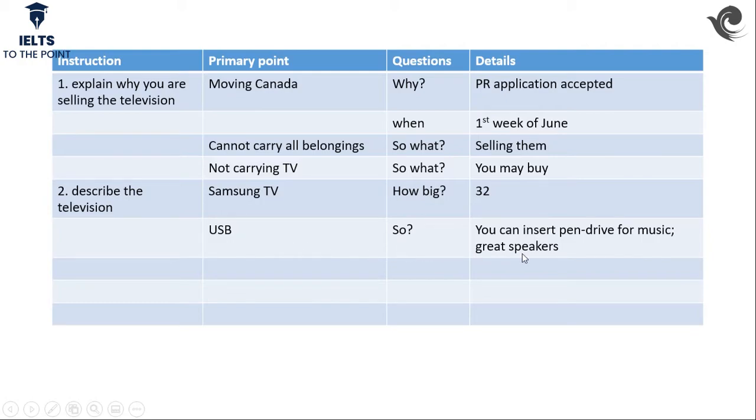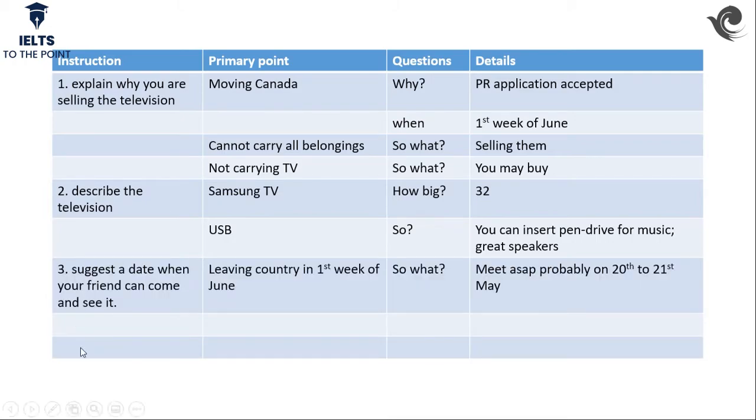So try and build some reasoning based on the features that you're talking about. So this is a simple Samsung TV of 32 inch. It has a USB, so you can insert a pen drive for music, as well as it has great speakers. So you are trying to help your friend's friend to understand the main features of the TV. You're not bombarding that person with each and every detail. Is that fine?